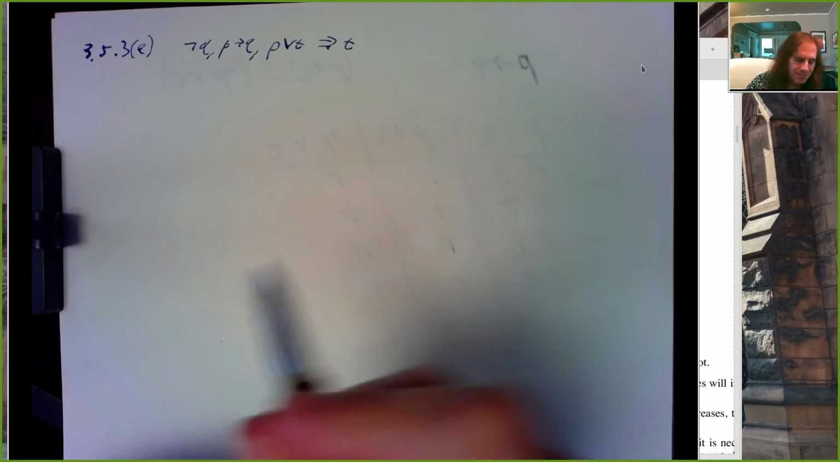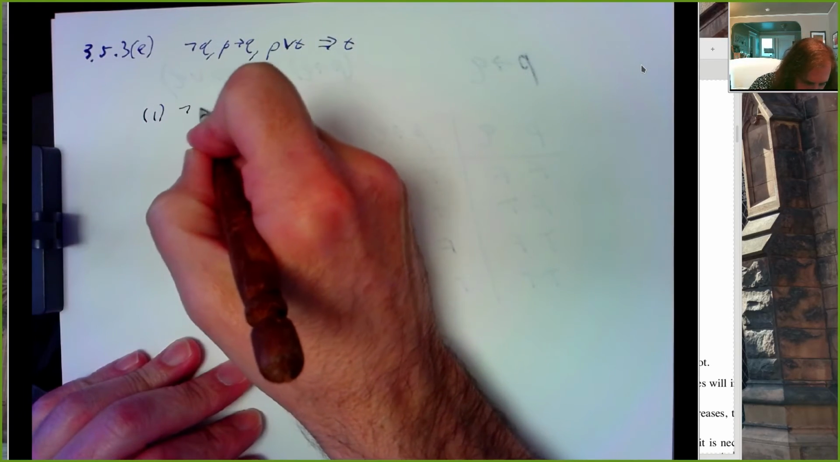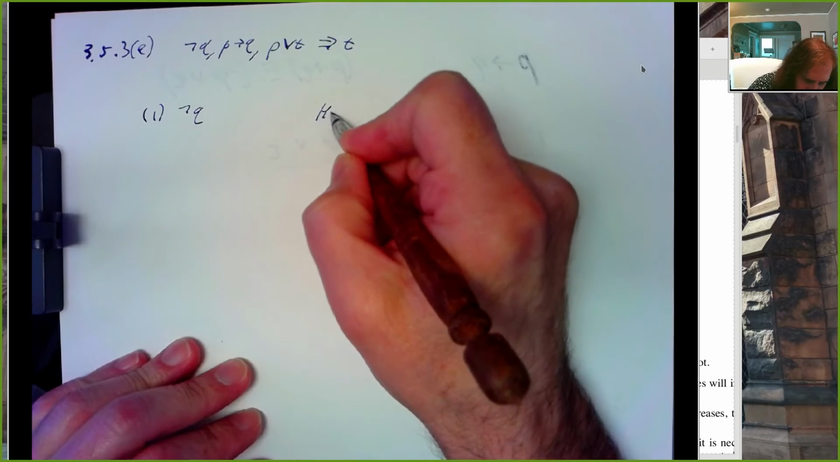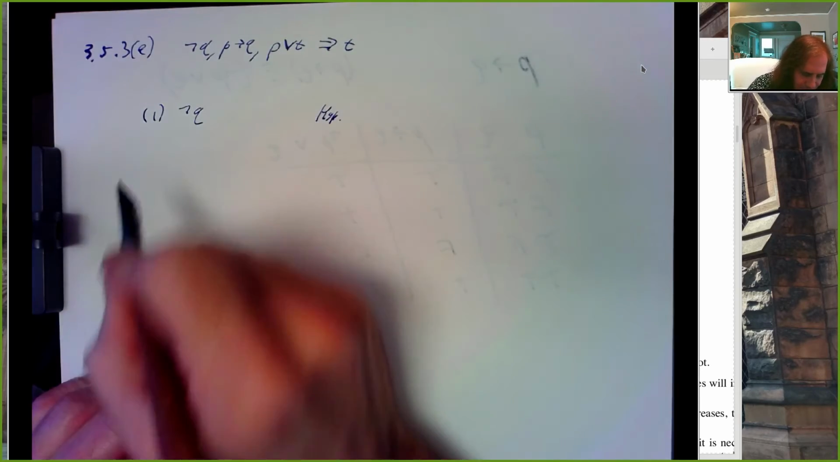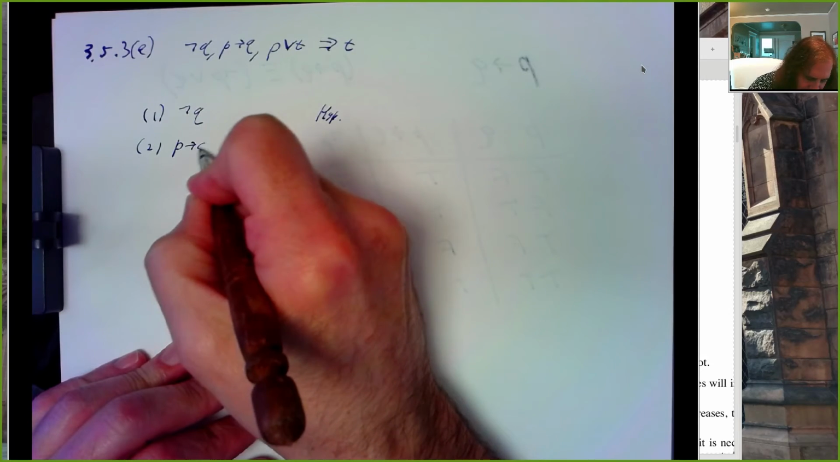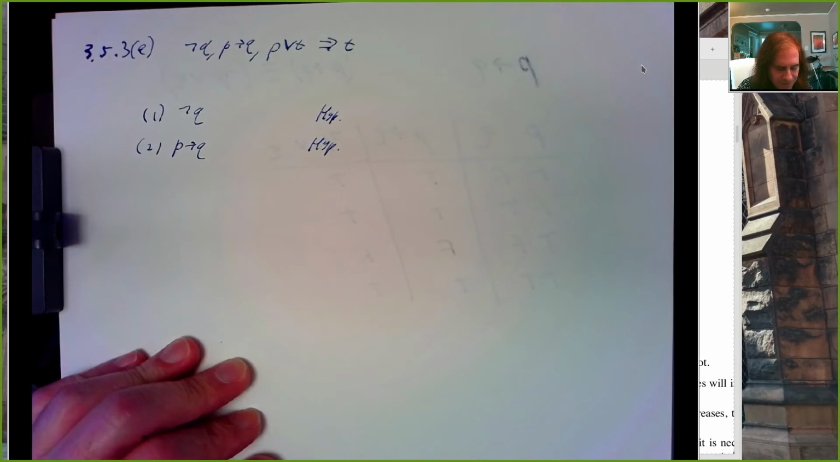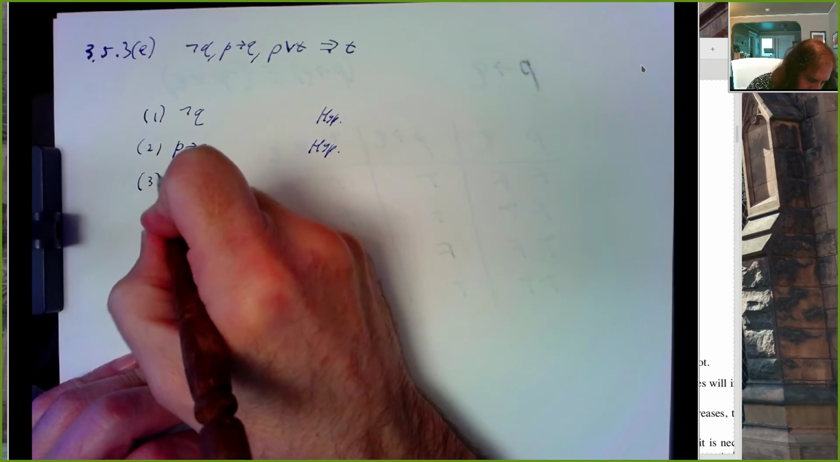So let me just write out an example of a proof. So statement 1, I'm just going to write down not Q. And that's a hypothesis. Statement 2, I'm going to write if P then Q. And that's also a hypothesis. So what could I write from here?